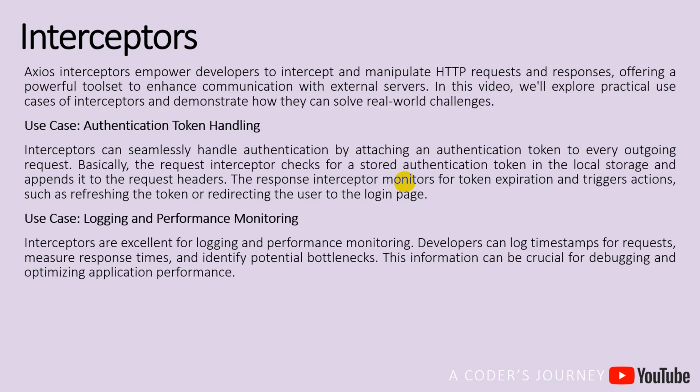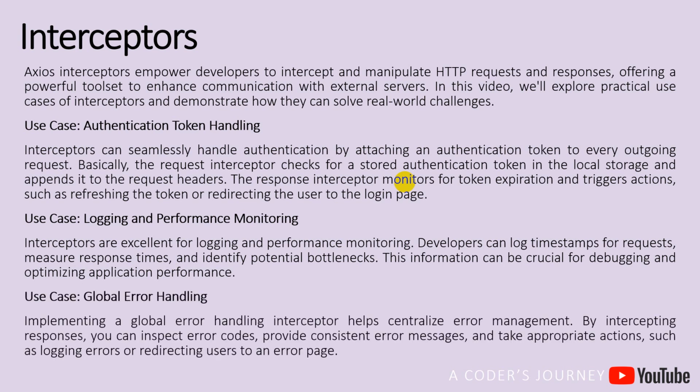Next, logging and performance monitoring, which is again very important. Interceptors are excellent for logging and performance monitoring. Using interceptors, developers can log timestamps for requests and they can measure the response time. So how long it takes for the request to be sent to the backend server and the response to arrive at the front-end application. And then we can identify potential bottlenecks. This information can be very helpful when you want to debug your application or when you want to optimize it in terms of performance. So again, logging and performance monitoring.